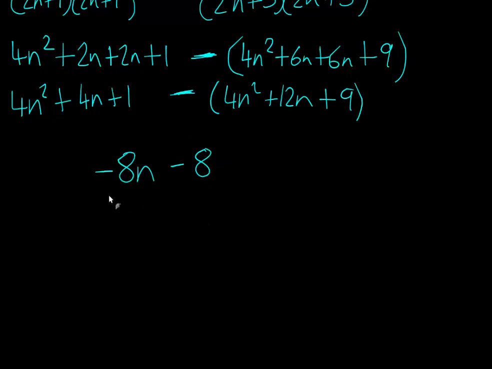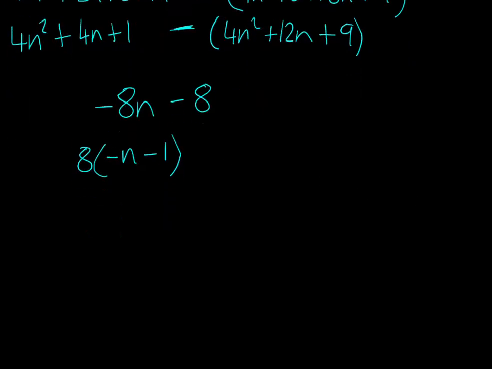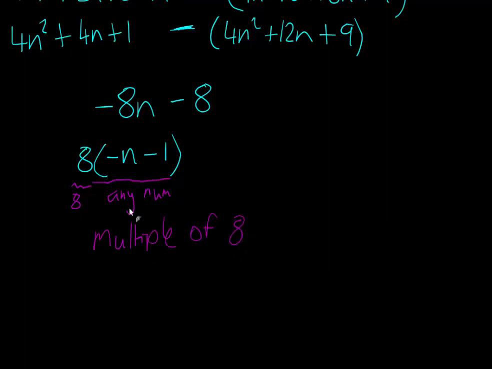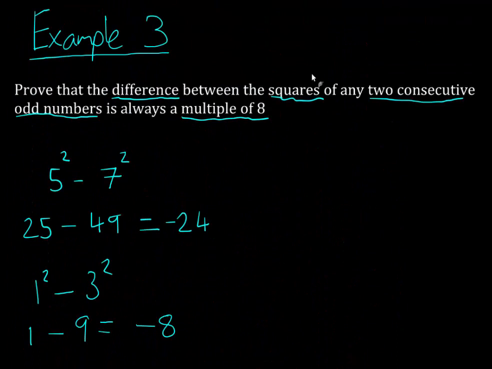So how do I show that this is always a multiple of 8? Well, if I factorize it, if I take out a factor of 8, we get 8 brackets minus n minus 1. And it doesn't matter what the inside of this is, just any number. Doesn't matter what I put in for n. If I multiply that by 8, that's going to end up being a multiple of 8. Because no matter what you put in, you will always end up with a multiple of 8 at the end. So that proves the third example, that the difference between the squares of any two consecutive odd numbers is always a multiple of 8.